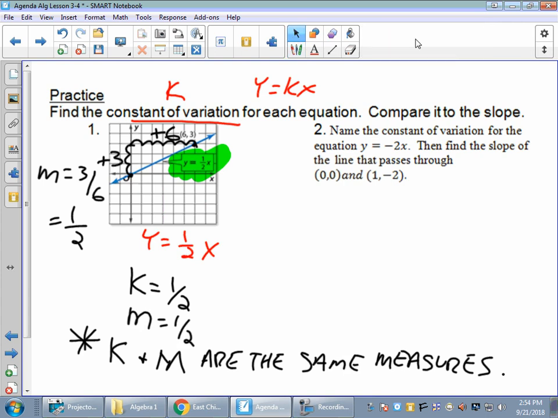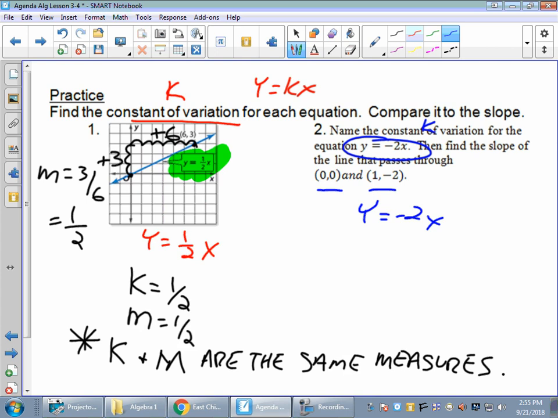Okay, so now let's take a look at the next one, number 2. Name the constant of variation for the equation y equals -2x. Then find the slope of the line that passes through these 2 points and compare them as well. So we look at the equation, the constant of variation. Remember, constant of variation is k. So right here, our k value, we can see it right away. That's the easy part. We can see that it's y equals -2x, so our k value is -2.